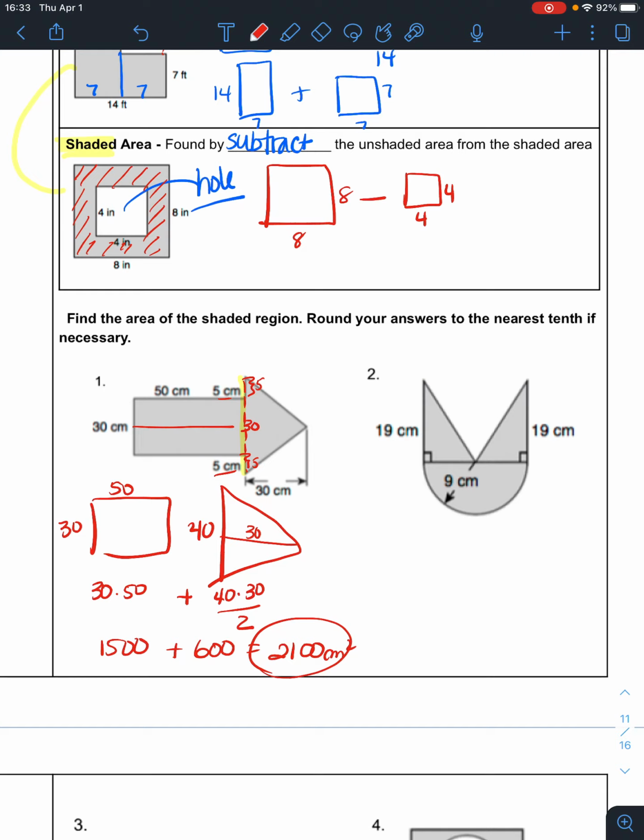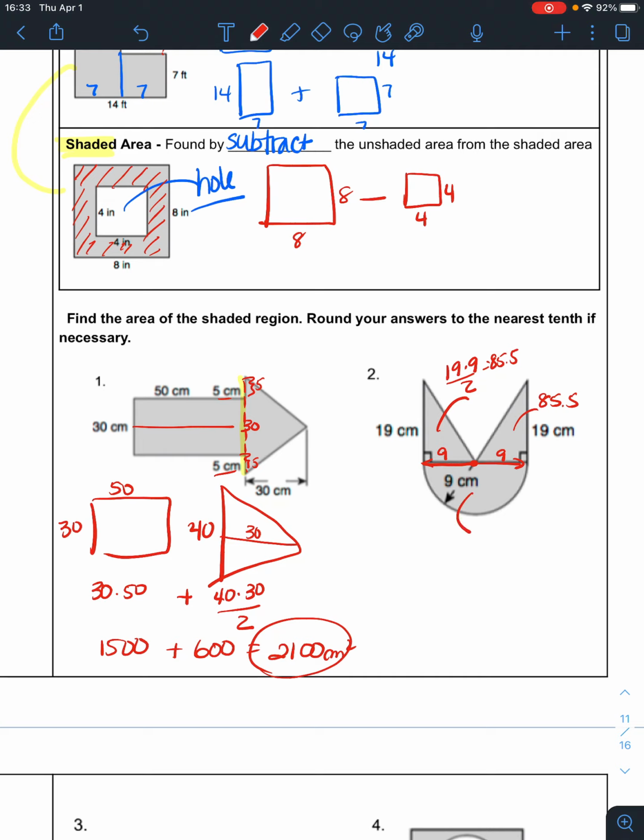Or what I see when I look at this is the triangle. Now remember, the radius is the same all the way around the circle. So this one's 9, this one's 9. So the area of this triangle is 19 times 9 over 2. And so is the other one. That's 85 and a half. The other one is identical, so it's 85 and a half also.